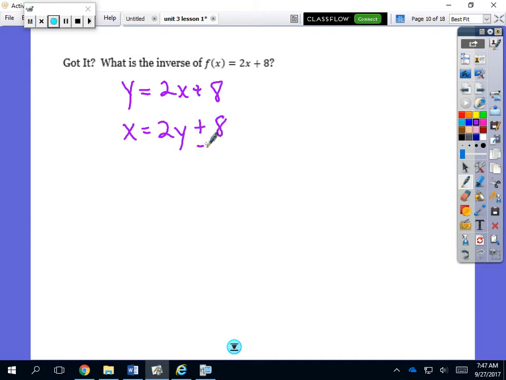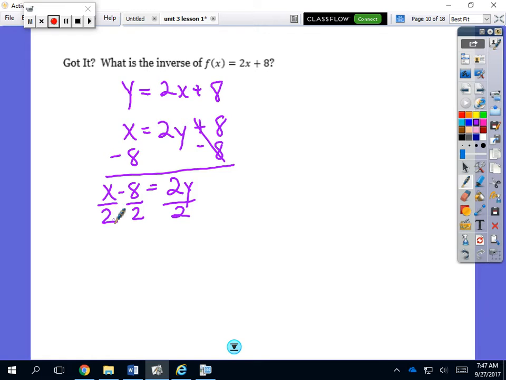Now I need to solve for y, so I subtract 8 from both sides. Remember, undo addition and subtraction before you undo multiplication and division. So 2y equals x minus 8. Now I undo the multiplication by dividing everything by 2, and I get y equals 1/2 x, and -8 over 2 is -4.